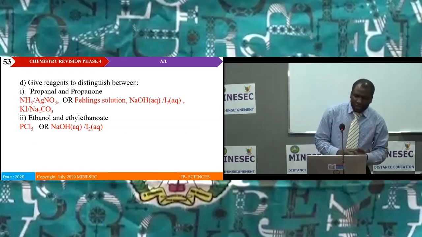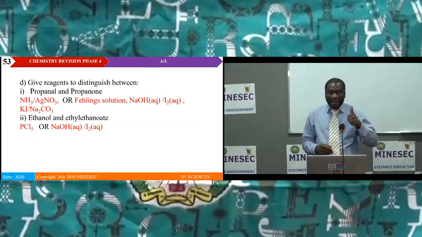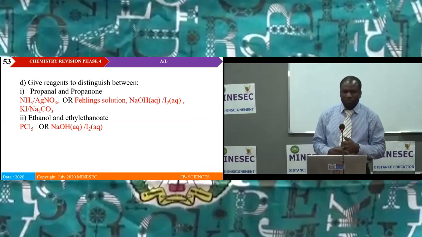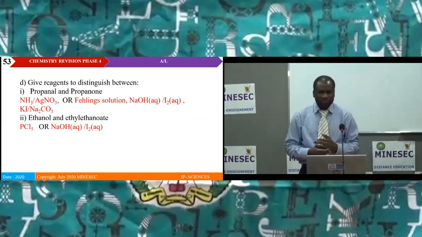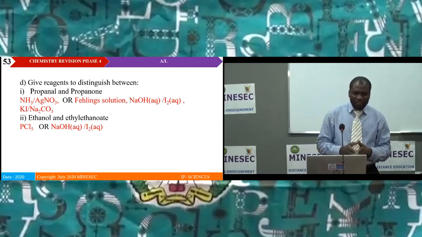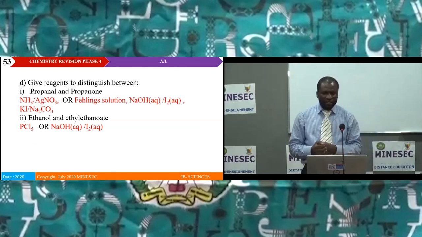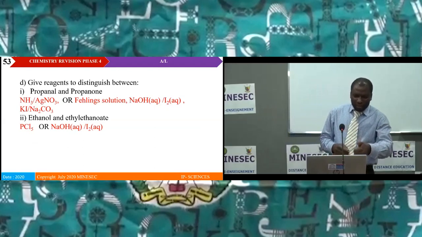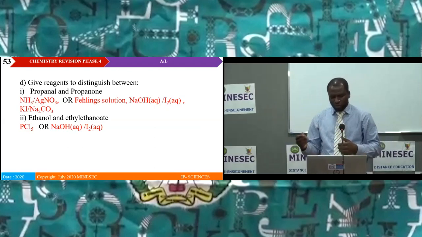Give reagents to distinguish between propanol and propanone. So we can use Tollens' reagent, that is ammonia silver nitrate in sodium hydroxide. We obtain a silver mirror. Propanal will give us a silver mirror, propanone will not.